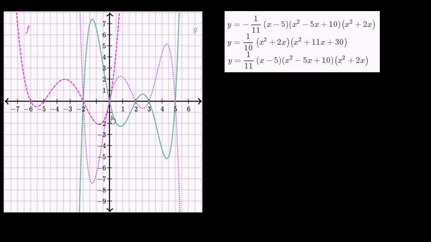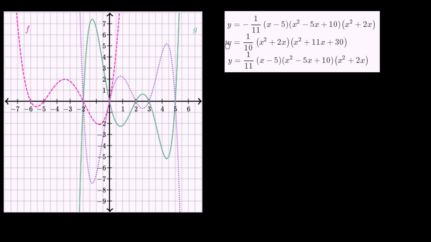So we've got three functions graphed right over here, and then we have three equations right over here that could describe these functions. And once again, we need to figure out which ones will match with which other ones. And I encourage you to pause this video right now and think about it.